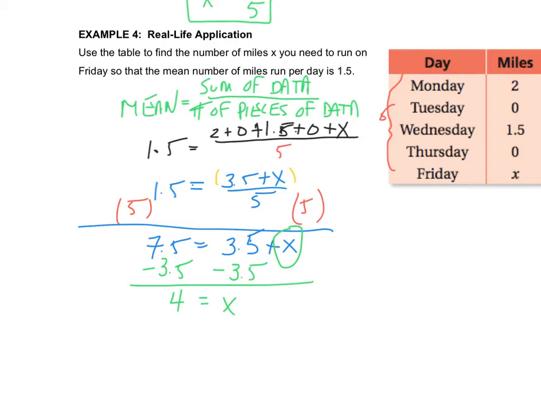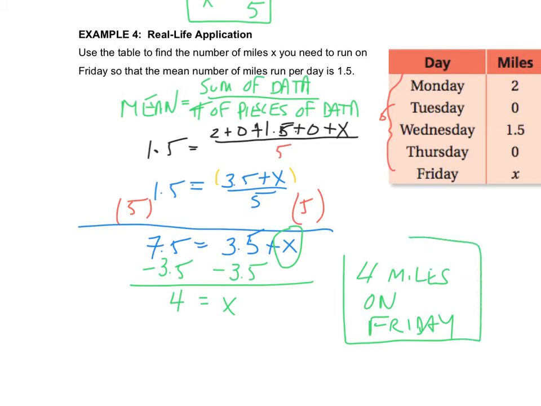That's not really the answer because in a real-life application or word problem, we want to give the label as well. So we want to answer with: we need to run 4 miles on Friday to get that 1.5 average per day for all 5 days, which is an awful lot, obviously, when the other 2 days we did a 2 and a 1.5. So that's how you would solve some of these.